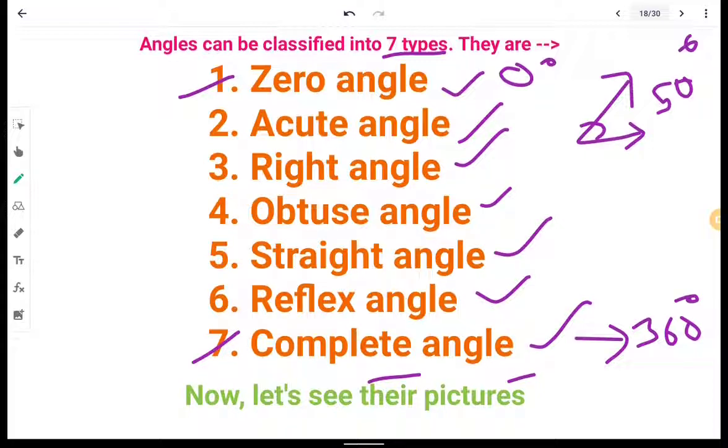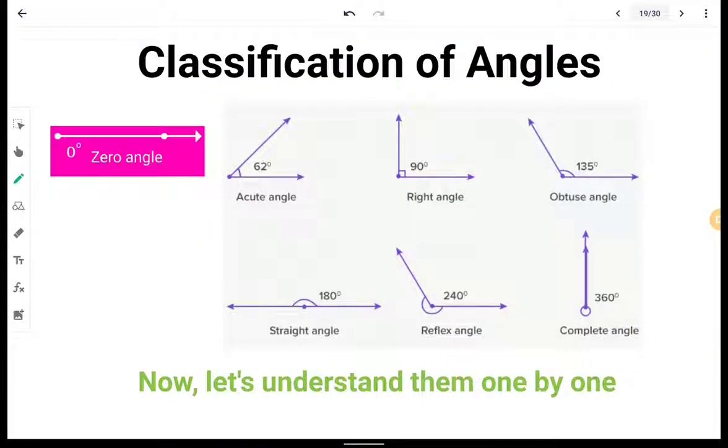Now you might ask, what will be the measures of the angles in between, numbers 2 to 6: acute, right, obtuse, straight, reflex? Let me tell you, but before that, I want to show you their pictures. See, this one is a zero angle. As you can see, it's just two rays overlapping one another and it's 0 degrees. This one is an acute angle, right angle, obtuse angle, straight angle, reflex angle, and complete angle.